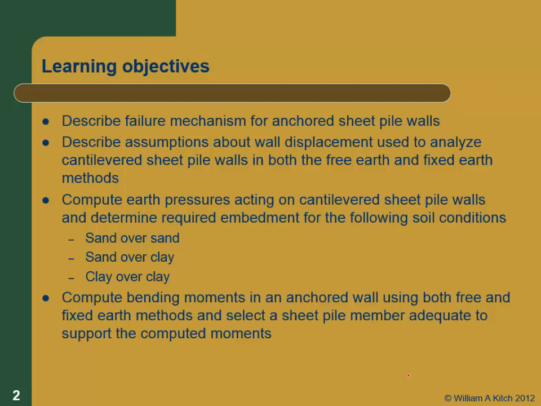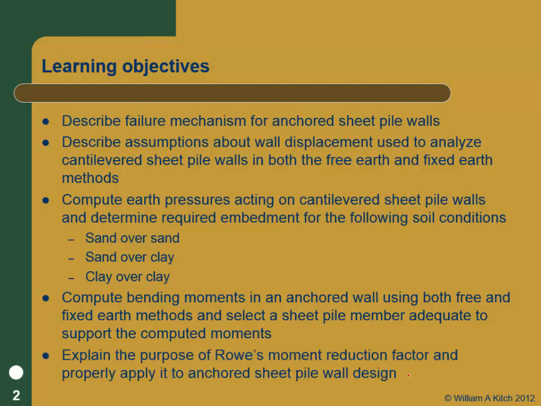And then when we compute the moments for these, since we're using assumptions for a statically indeterminate solution, we're going to find that the moments we compute aren't correct. But we're going to use 2 methods to do that, the free earth method and the fixed earth method. You need to know how to do those. And then we're going to use an empirical method called Rowe's moment reduction method to actually get better estimates of the moments, and we'll discuss how we do that.